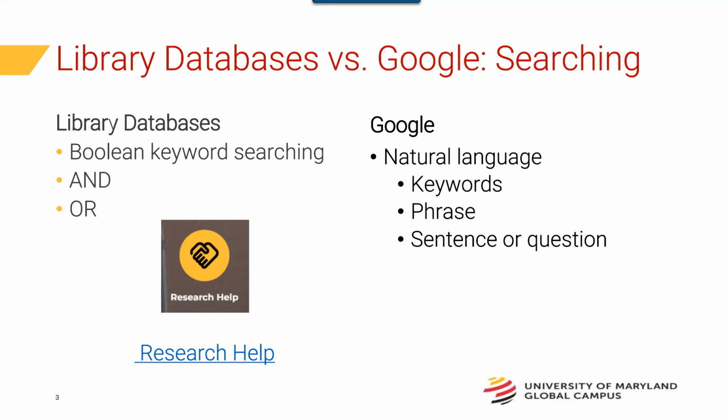In Google, we use natural language searching. Simply type in a question or a phrase or a few keywords.